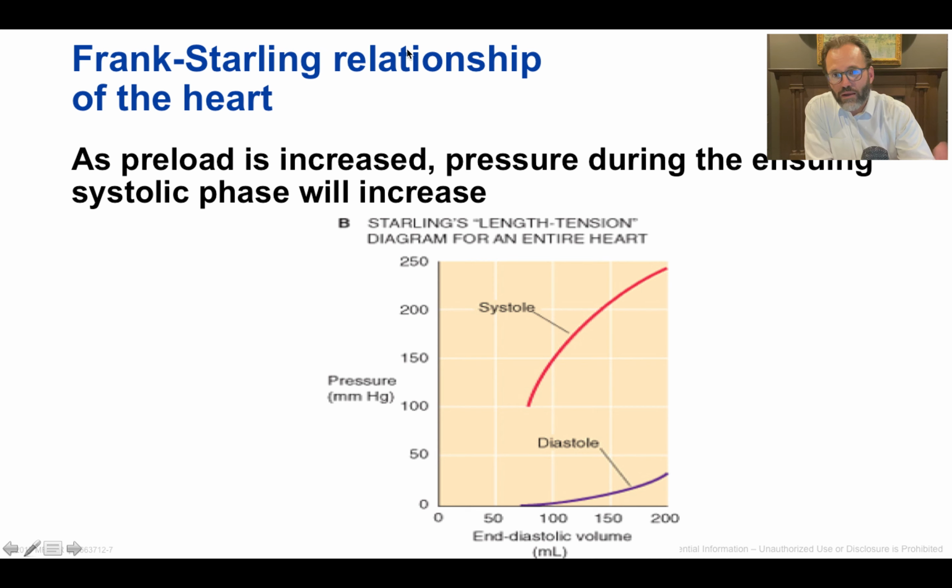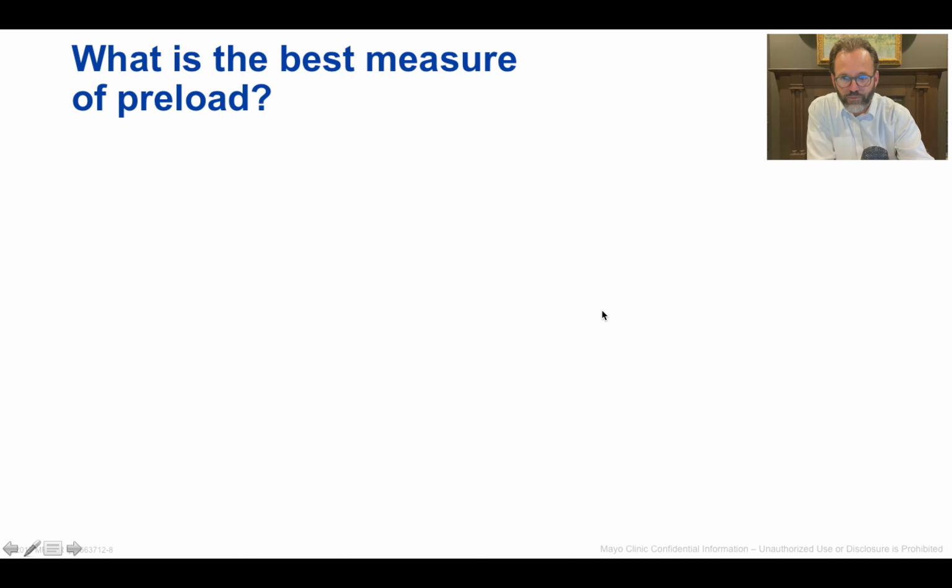So when we look at this and extrapolate from the isolated sarcomere to the heart, we would say, well, as preload is increased, however we want to define that, the pressure that is generated during the subsequent cardiac cycle will also be increased. And so here you can see that with increases in diastolic tension generation, or potentially preload, we have subsequent increases in systolic tension generation in the ensuing cardiac phase.